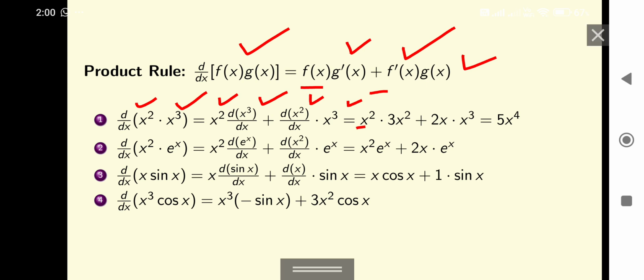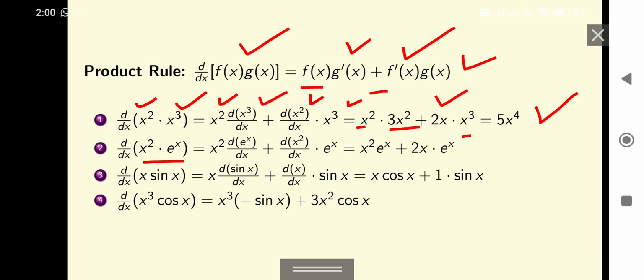So we write x square times derivative of second function, plus derivative of first function times second function as it is. So x square remains x square, derivative of x cube: 3 comes down and power reduced by 1. So it is x square into 3x square, plus derivative of x square, 2 comes down, so it is 2x, and x cube as it is. When we finally calculate this, it gives us the answer 5x to the power 4.